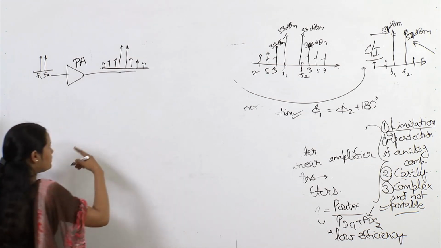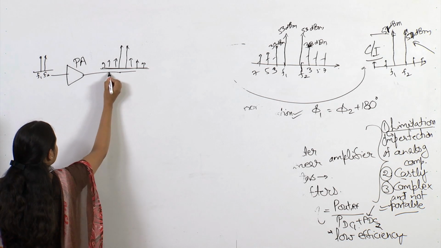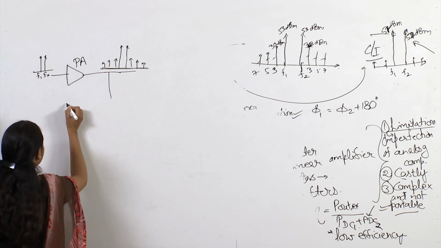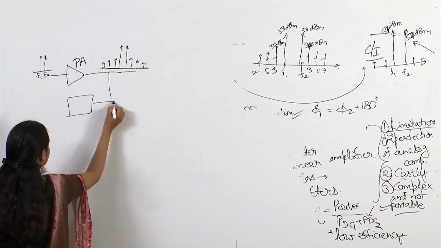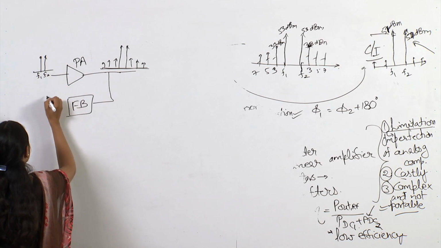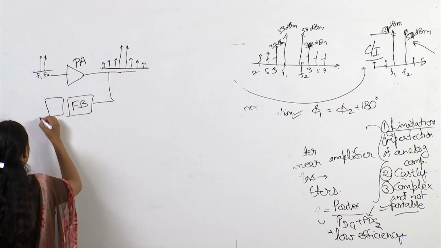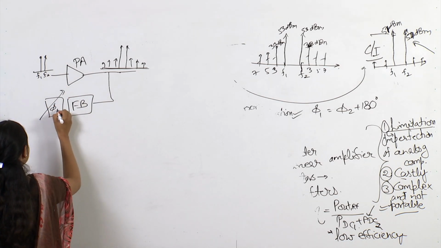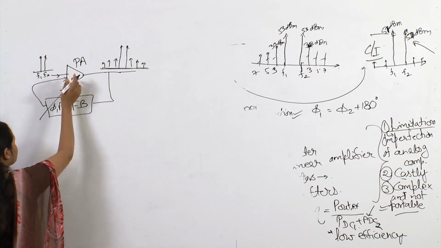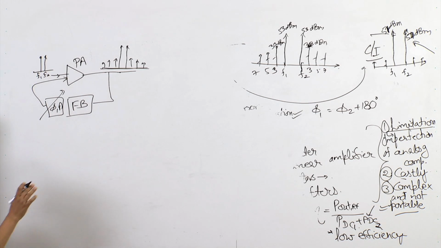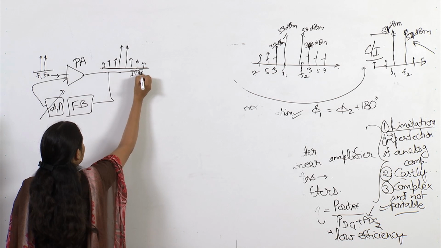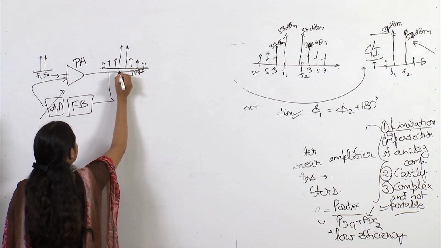So, instead of using feed forward, we simply take some portion of this sample at the feedback and with some phase and amplitude correction, we apply the signal back here. So, this output signal contains IMD terms as well as main tones.